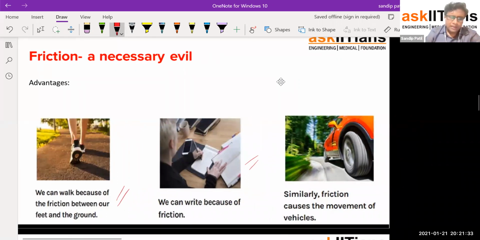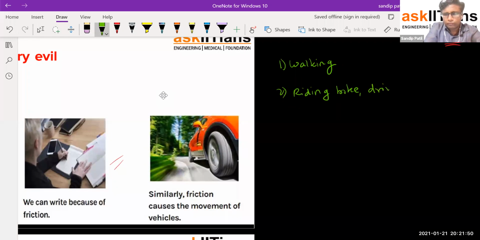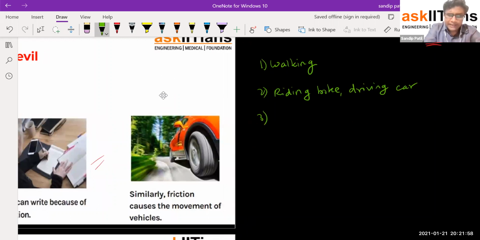Now let's see what the advantages are. We say that walking is one of the advantages, so you can write this down. Walking, then riding a bike, or driving a car. It is possible because of friction, right? Then we can also say writing. Then consider the matchbox. When you want to use that matchbox, there is friction on the outer surface. You can observe that on the matchbox, there is a rough patch. There only we can use the matchstick to light it. So there is a friction between them. Then only we can actually use that matchbox.